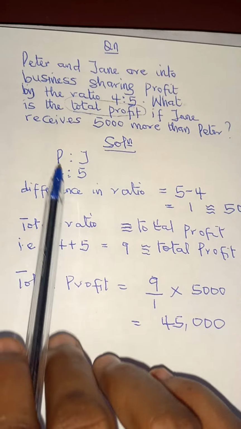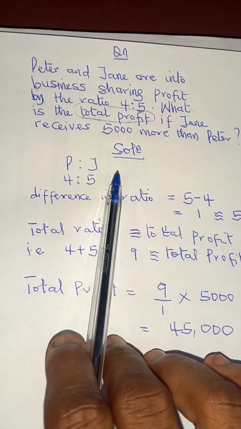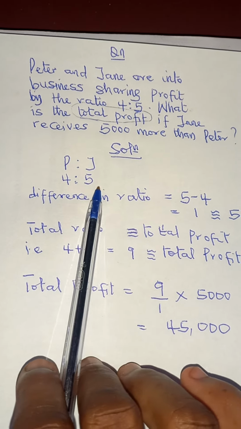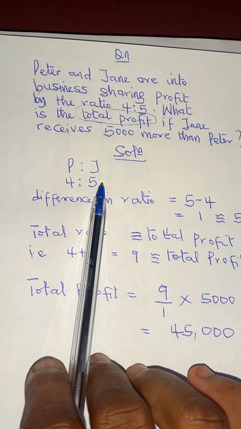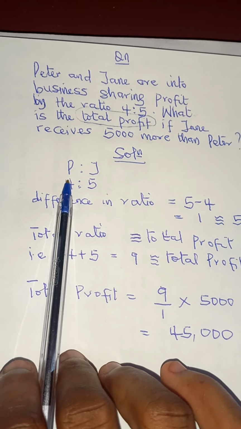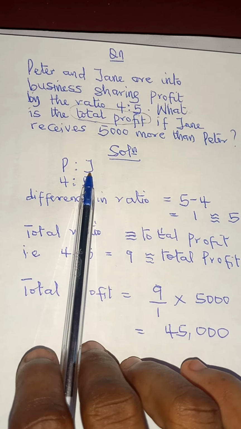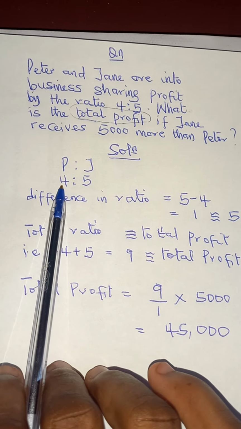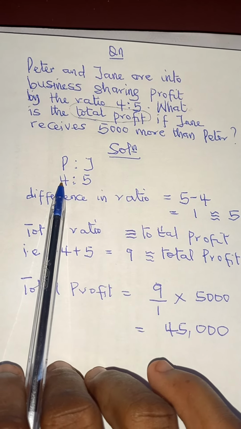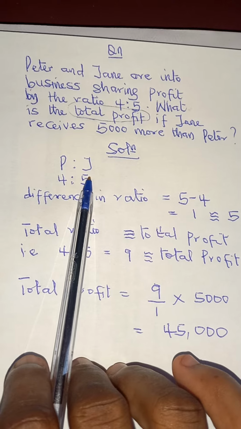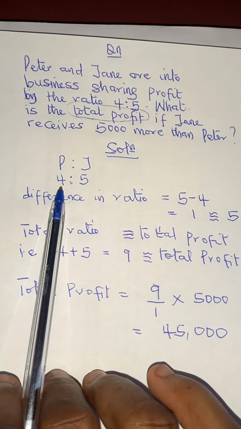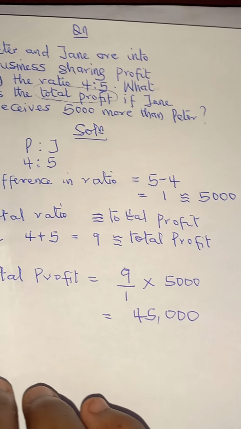Okay, so Peter here, and this is Jane. And below are their respective ratios 4 is to 5. And looking at these ratios, you don't need to be told that Jane is going to receive more than Peter. Of course, her ratio is bigger than Peter's, but by how much? That's what we need to know. By how much is Jane's ratio bigger than Peter's? So that results to finding the difference.